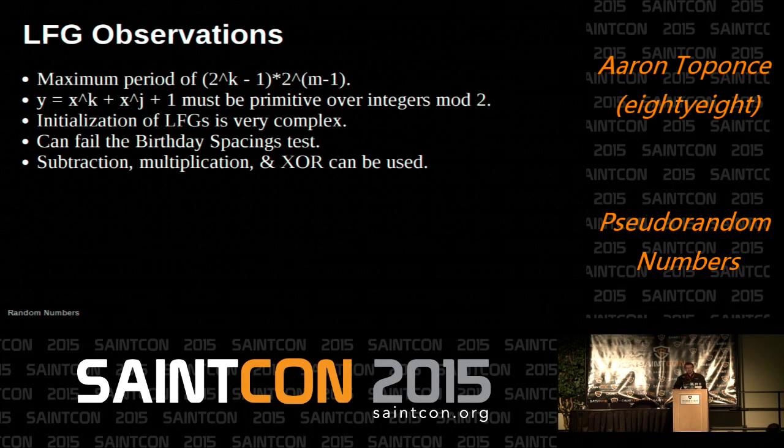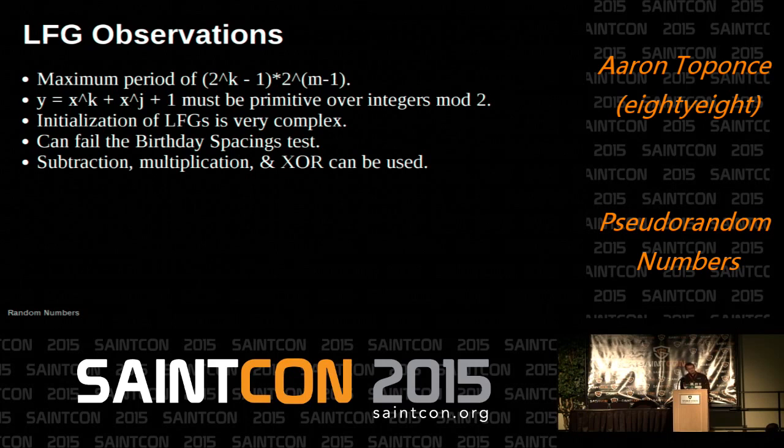Two-tap generators can fail what's called the birthday spacings test. This is just a test for randomness, but research has been done that shows that 3- and 4-tap and other tap generators don't fail this. So if this is something you're interested in deploying, if you're a developer, you might want to keep that in mind. Also, you're not stuck with addition. You can use subtraction, multiplication, or the exclusive OR. And these will change the maximum size of your period. That becomes a little different, but roughly the same.